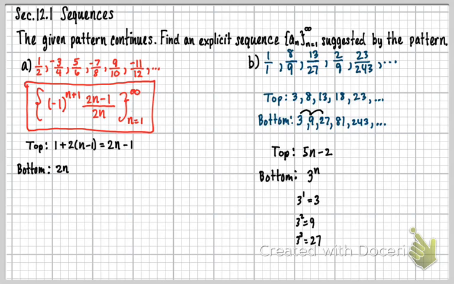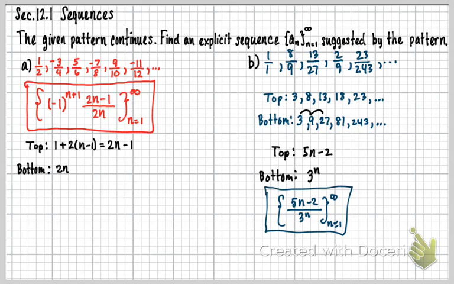Okay, so that's how that works. And that works right there. I don't have to go any further than that. So this is my answer for this problem. Now let's put it all together. So then, for the top, I'm going to have 5n minus 2. And then for the bottom, I'm going to have 3 to the n. And this is going to be n equals 1 to infinity. So this here is our answer for this one.